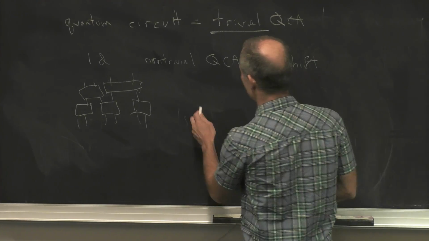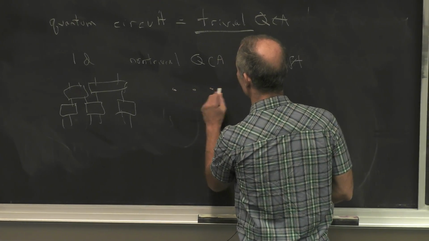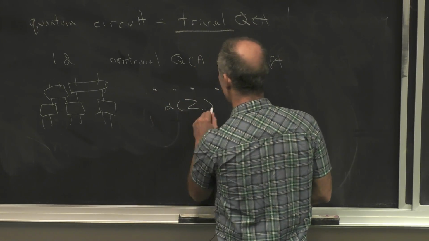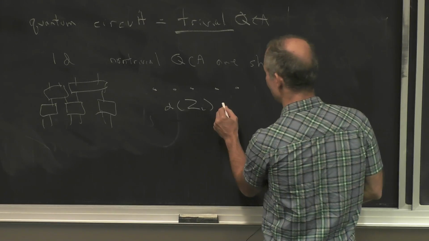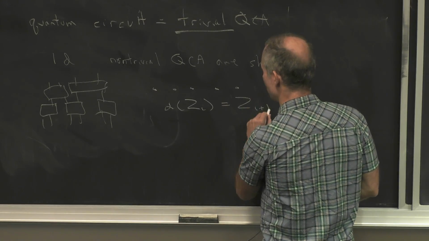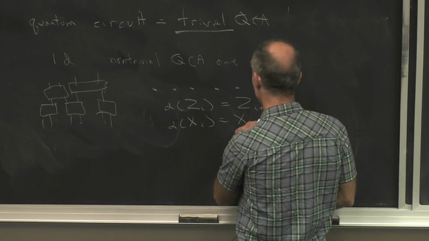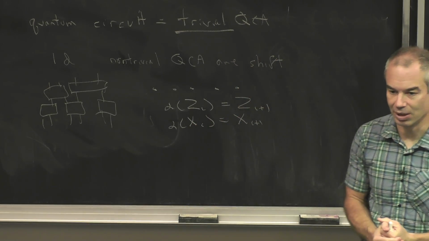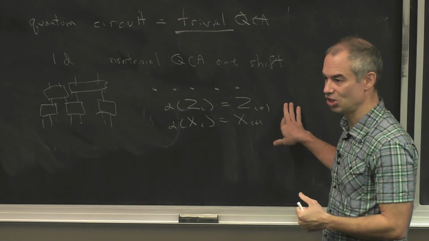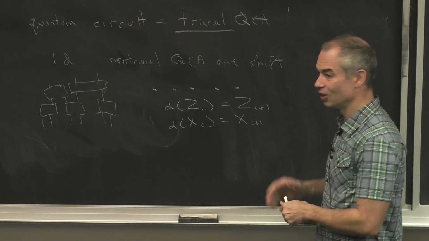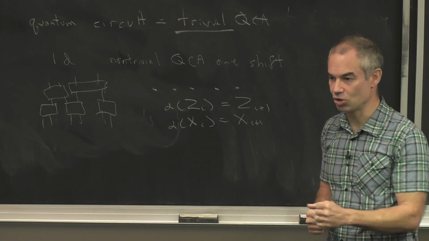So what is an example of a shift? A shift QCA would simply be: we have a line of qubits, and you could say alpha maps Z on qubit i, where Z_i means Pauli Z on qubit i, to Z on i+1, and alpha maps X on i to X on i+1. It shifts everything over by 1. Of course, there's also a shift by 2, a shift by 3, a shift by 4. And you can shift qubits, you can shift qutrits, whatever.